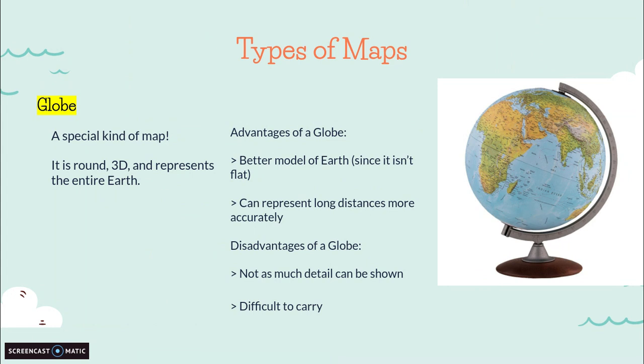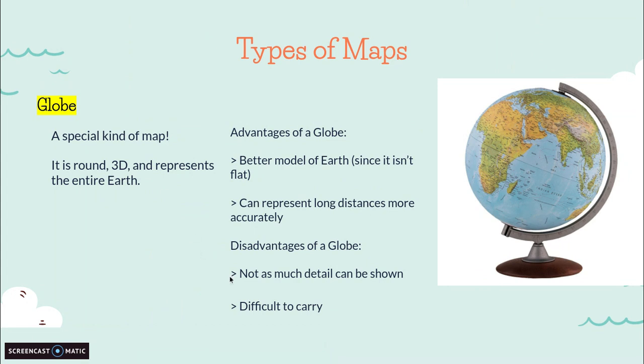Okay, so there are some advantages to a globe. It is a better model of Earth, since Earth is not flat, like your typical map is flat. So it's a better model of it, because Earth is round, and there's not as much distortion of Earth and its features. A globe can represent long distances more accurately because it is such a better model. So you can measure long distances more accurately on a globe.